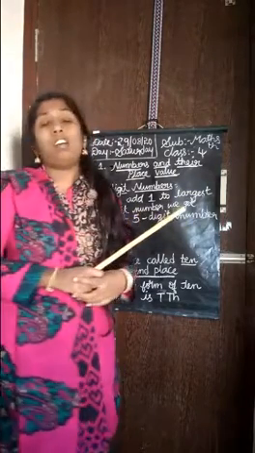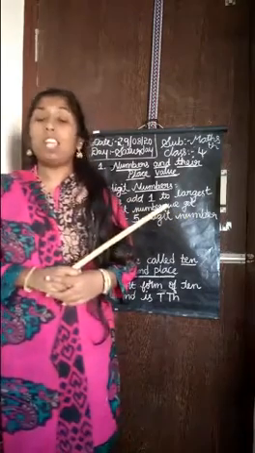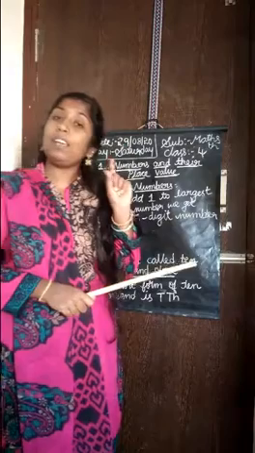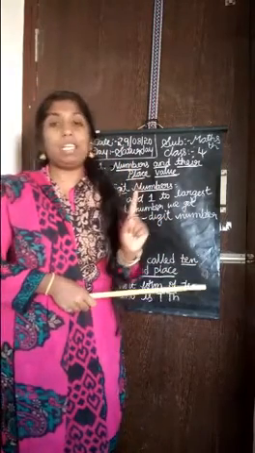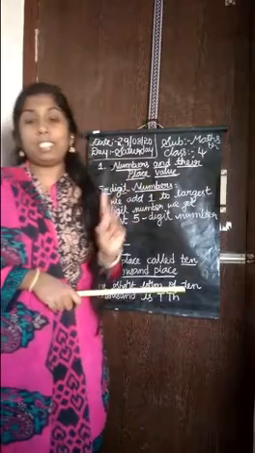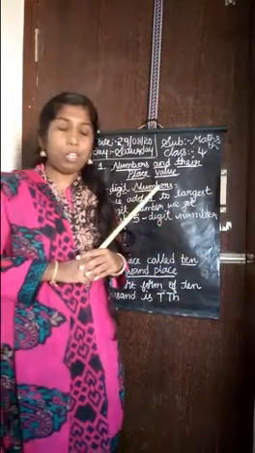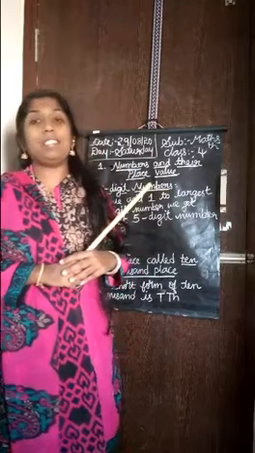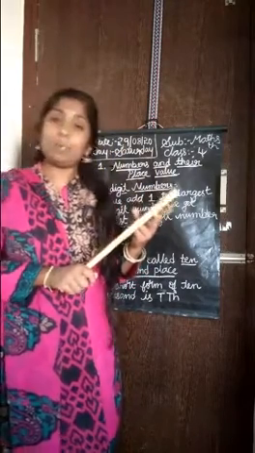In 1 digit, how many places are there? In 1 digit, only 1 place. What is the place? That is ones place. In a 2-digit number, how many places are there? In 2 digits, there are 2 places. What are the places? Ones place and tens place.